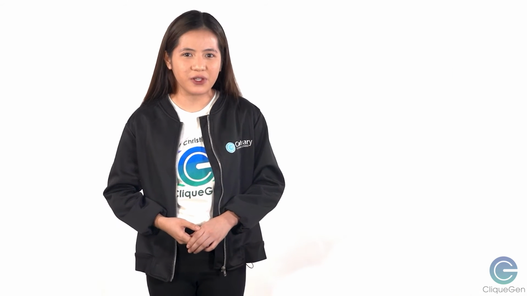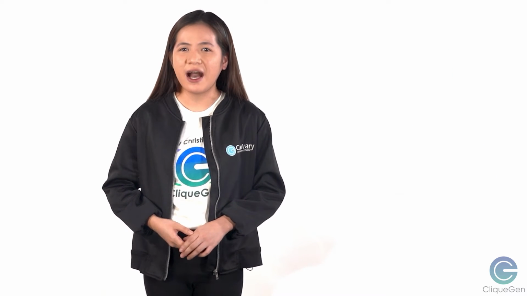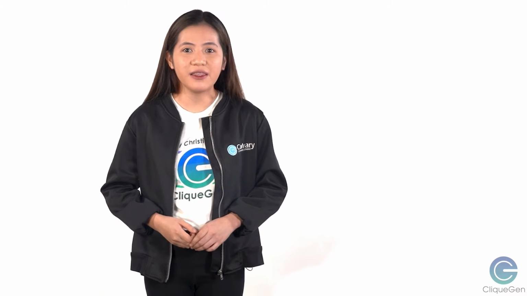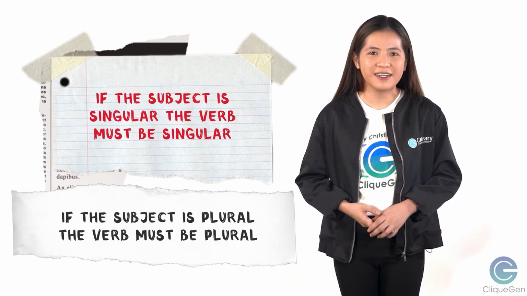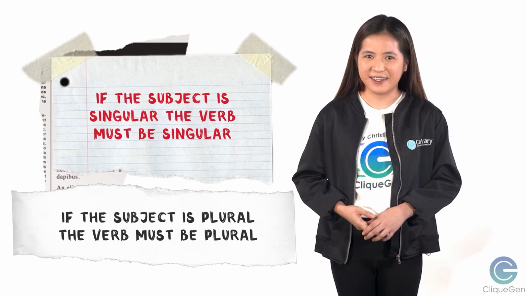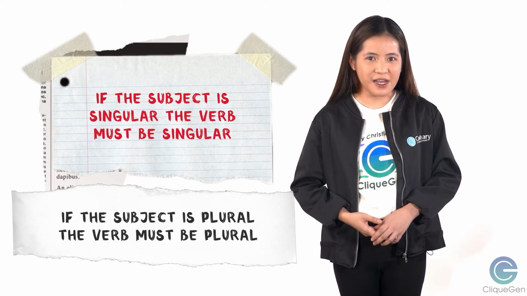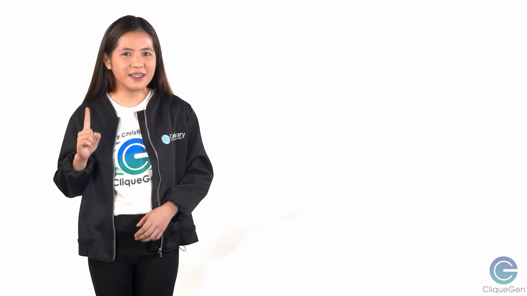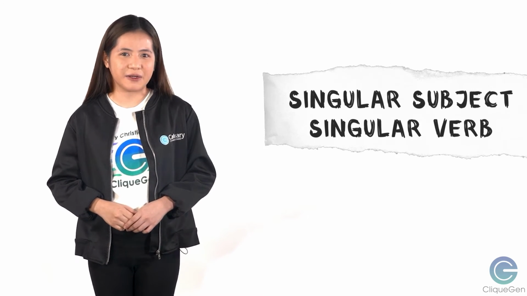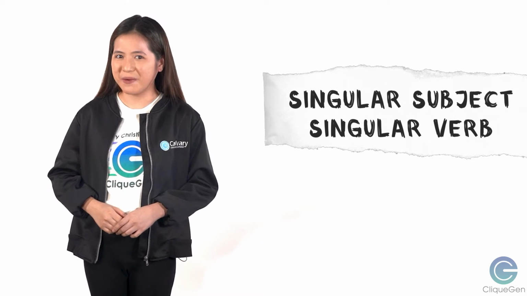Going back to the rule on subject-verb agreement, I told you that the subject and the verb must agree with each other. If the subject is singular, the verb must be singular. If the subject is plural, the verb must also be plural. First, let's learn about singular subject and singular verb agreement.